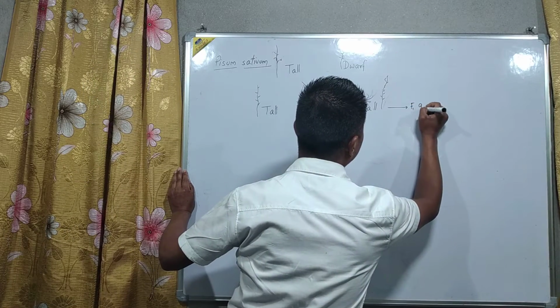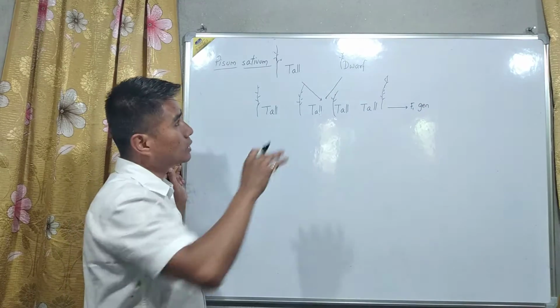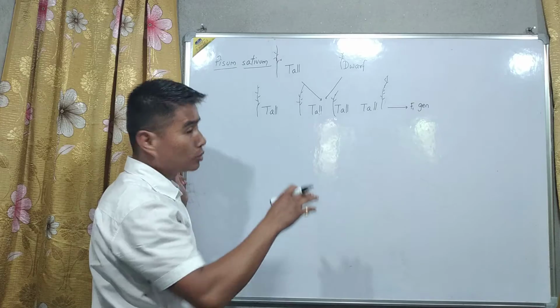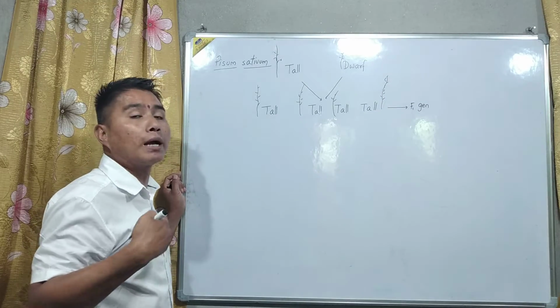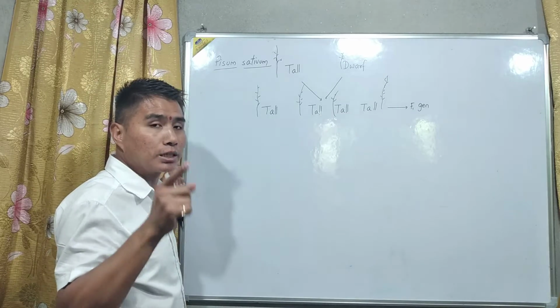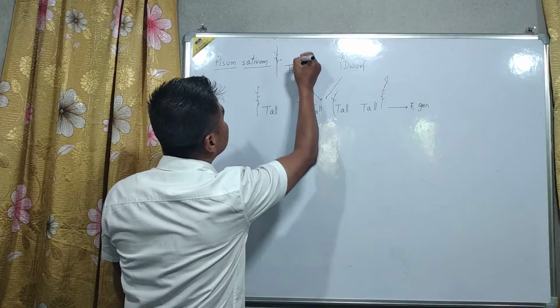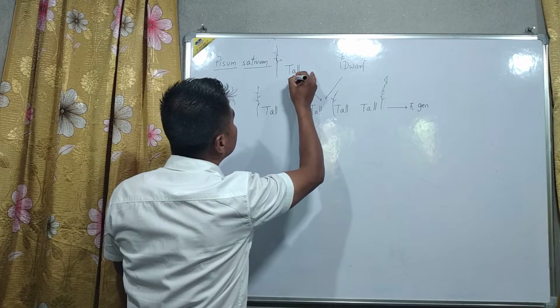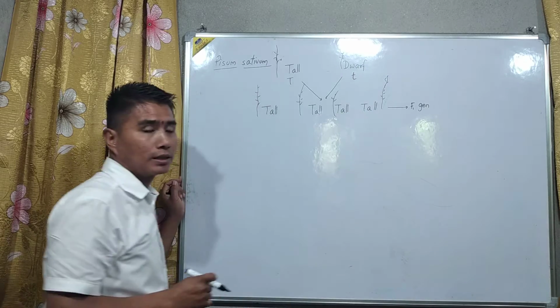So that means the characters of the dwarf plant must have been destroyed. So only tall plants are seen. So that means tall plant is dominant over dwarf plant. That was why he represented tall plant with a capital letter and dwarf plant with a small letter.